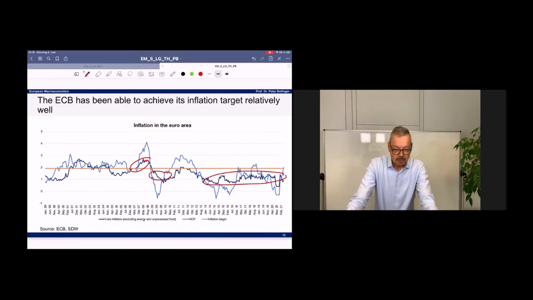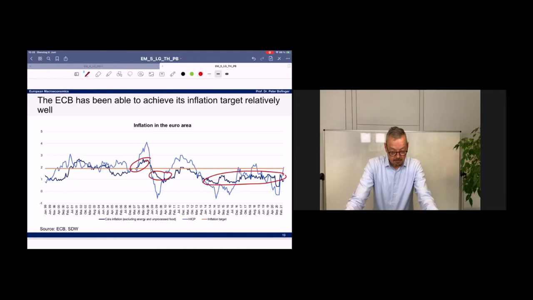And we'll see soon that this also has something to do with the fiscal policy in the euro area, which was very much dominated by austerity policies, by governments who try to reduce their deficits, and which then exerted a kind of deflationary effect on the economy, which you can see here in this core inflation and inflation below the inflation target.